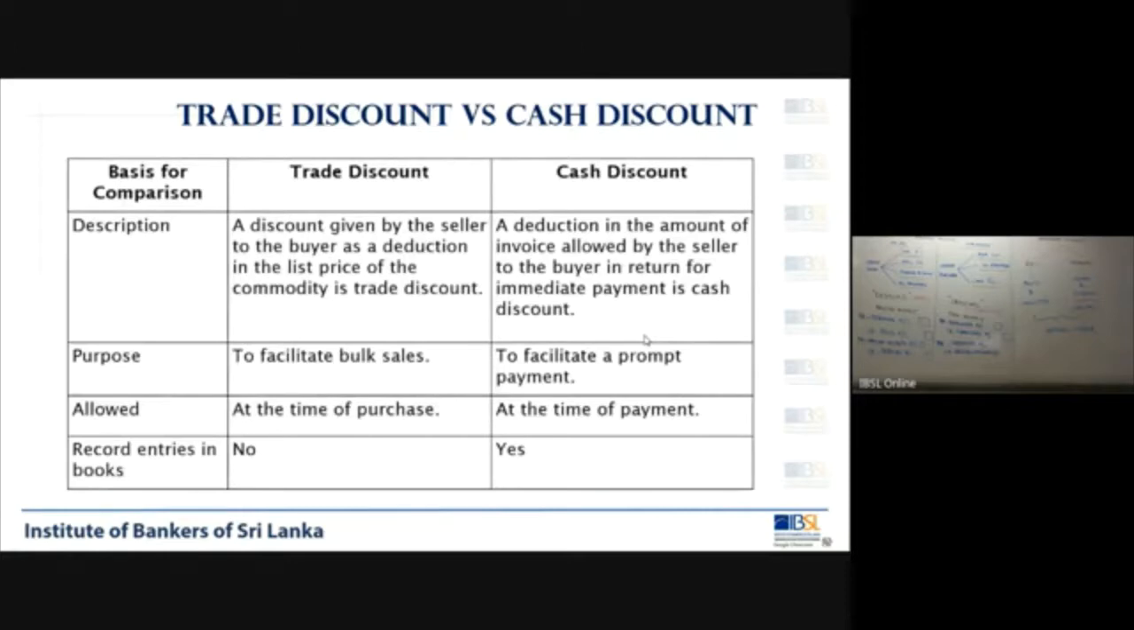A trade discount is a discount given by the seller to the buyer as a deduction in the list price of the commodity. Whereas a cash discount is a deduction in the amount of the invoice allowed by the seller to the buyer in return of immediate payment in cash. Now this trade discount and cash discount has to be understood properly. That is very important.